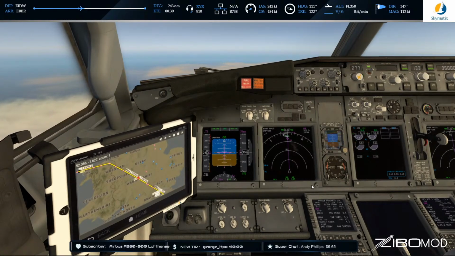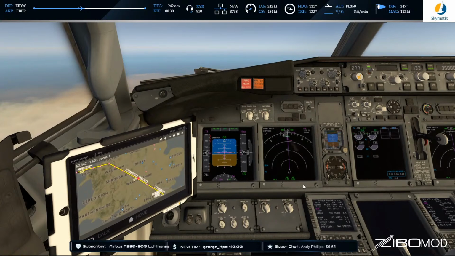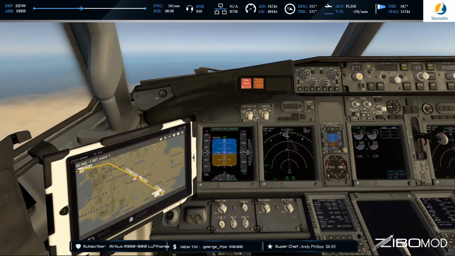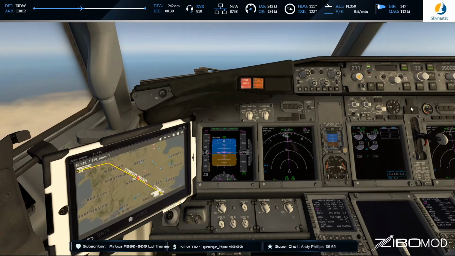Alitalia 6060, descend flight level 90. Descend the 90 for 6060. Ready for takeoff, flight level 23. 29 with you, climbing through flight level 250.